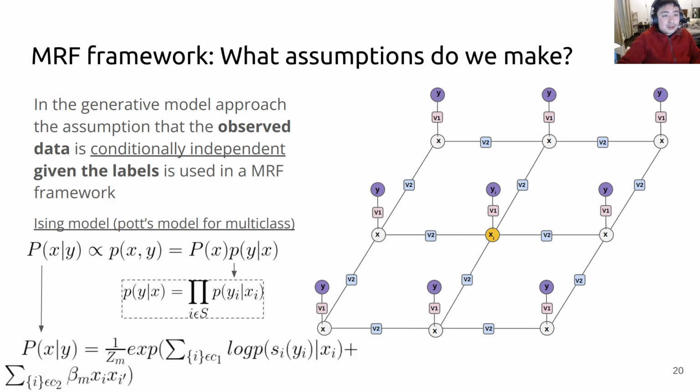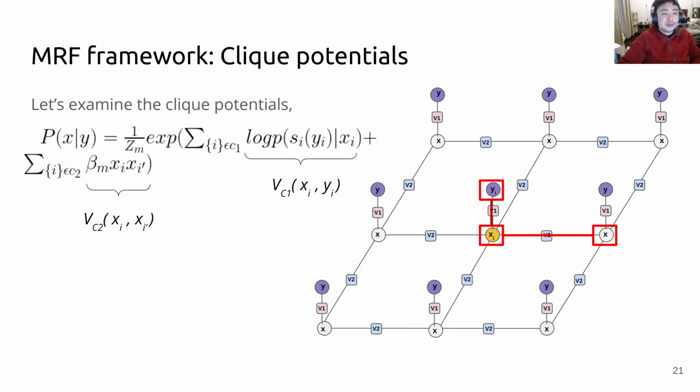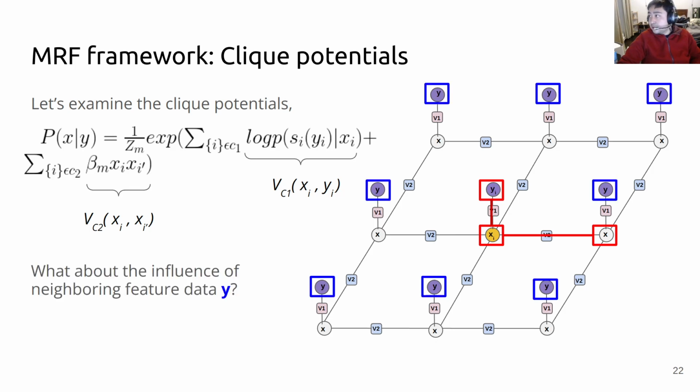If we look a little bit closer at the clique potentials, we see that the unary clique potential depends on the label of the site and the data of that site. And then the pairwise clique potentials depend on the label of the site and the labels of its neighbors. But when we make that assumption, we throw out the influence of neighboring data. So we're not taking into account any pixel values, features, or anything of the sort from the neighbors. We're only looking at the labels and the data at the site.